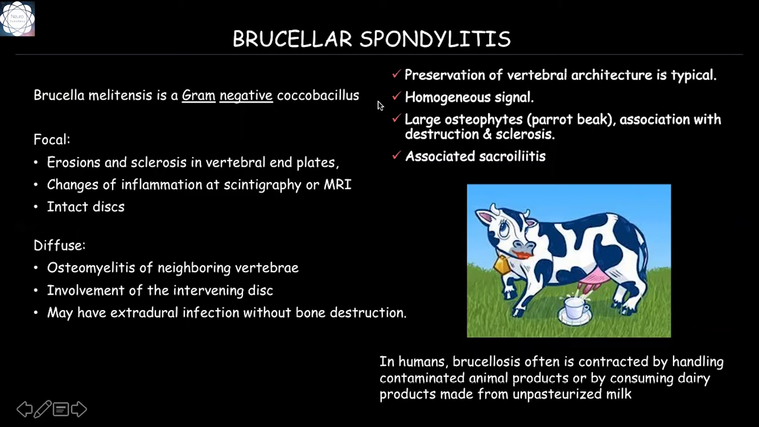But the key findings of this infection are the relative preservation of the vertebral architecture, the homogeneous signal intensity that is different than TB, the presence of large osteophytes, parrot beaks, in association with destruction and sclerosis, and sometimes we find the associated sacroiliitis, which is very typical of this infection. And the route of contagion is the consumption of dairy products made from unpasteurized milk.